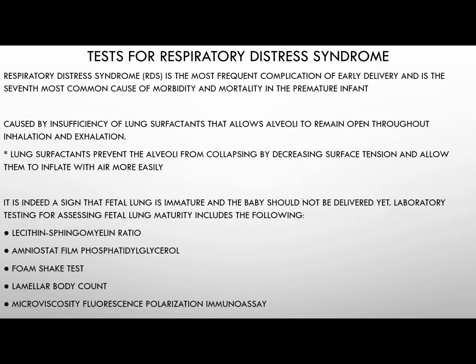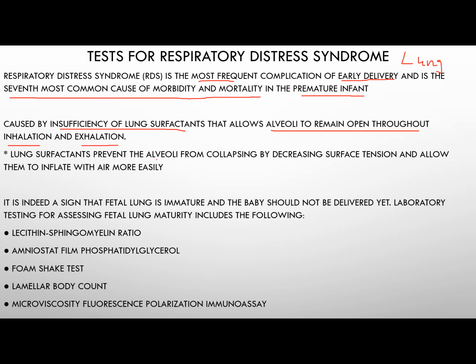Then the last group of disorder class is the respiratory distress syndrome. The respiratory distress syndrome class would usually involve the fetal lungs. This is the most frequent complication of early delivery and is the seventh most common cause of morbidity and mortality in a premature infant. This is caused by the insufficiency of lung surfactant that allows the alveoli to remain open throughout inhalation and exhalation.